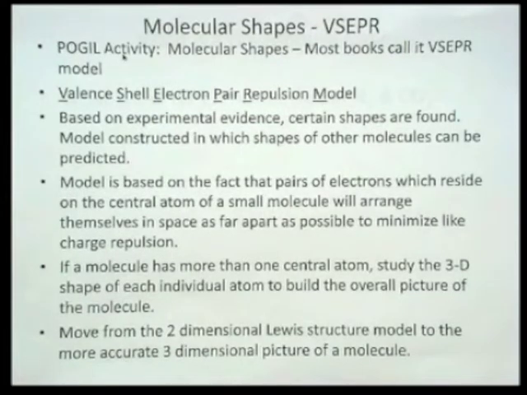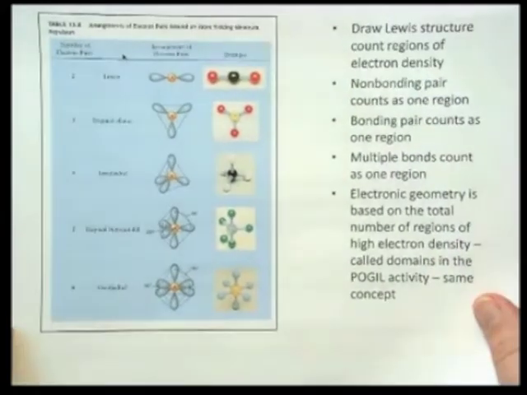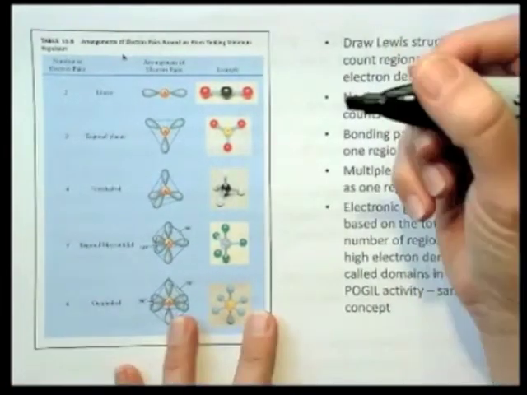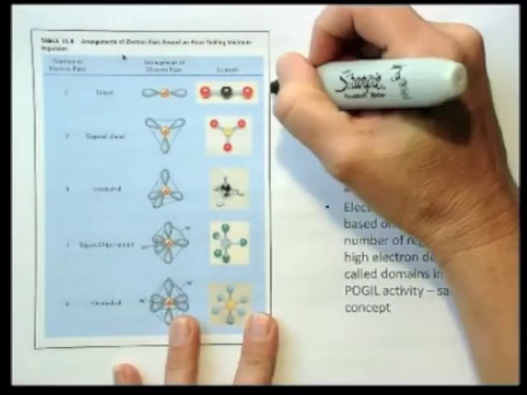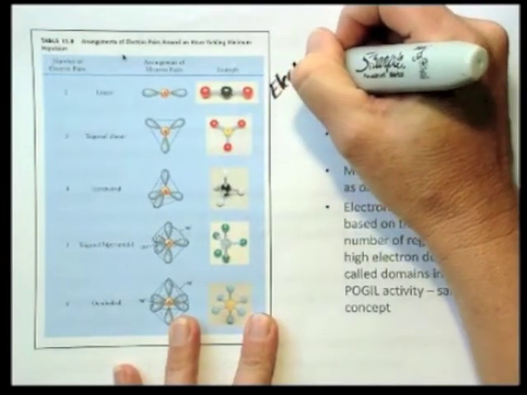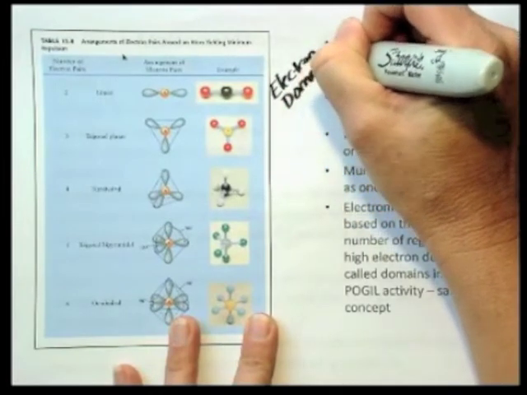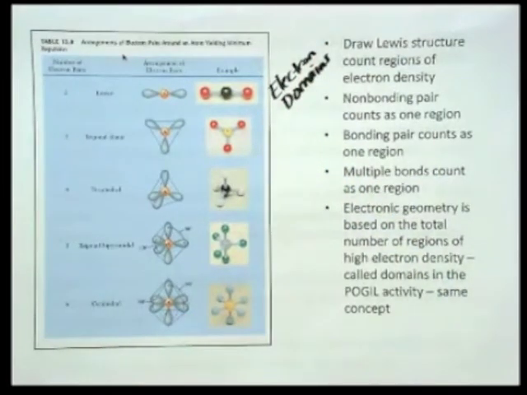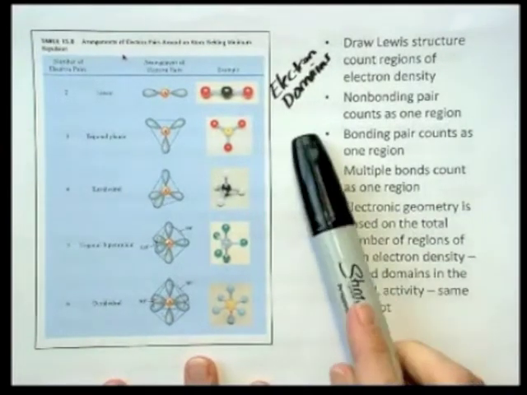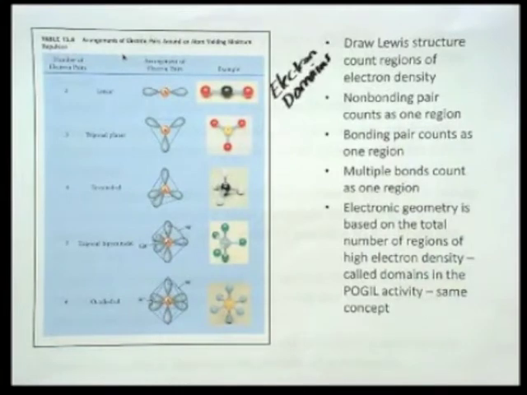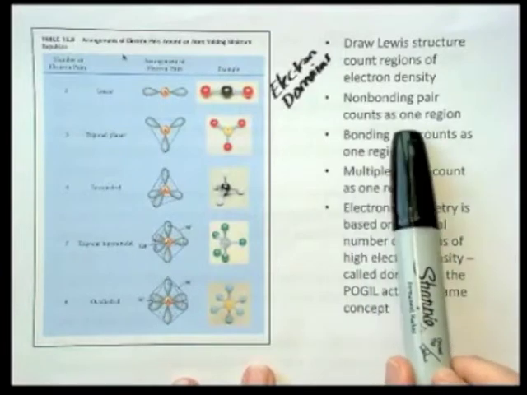Okay, in the POGIL activity, you should have learned about something called electron domains. Electron domains: regions around an atom where electrons can be found. So the rules for determining what's called the number of electron domains, and the geometries that match those electron domains, is also called the electronic geometry.